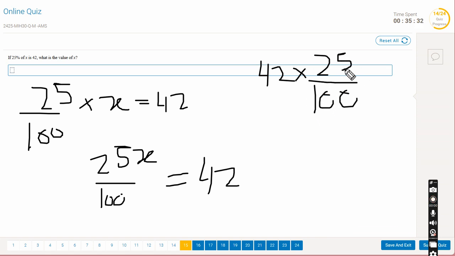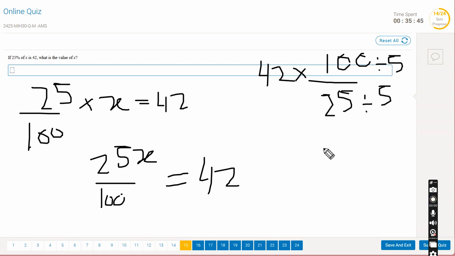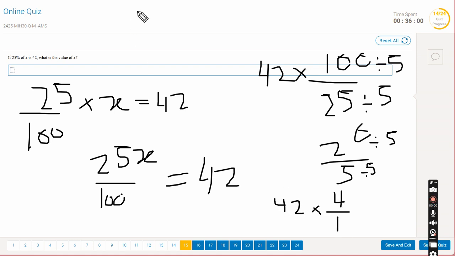So what happens here, you can simplify this. Sorry, I forgot to flip it. So 100 over 25. You can divide here by 5, you can divide above by 5. You get 20 above and 5 at the bottom. Again, you can simplify this again. So divide by 5 and divide by 5, so that will be 4. So 4 over 1 times 42. So 42 times 4. 4 times 2, 8. 4 times 4, 16. So 168 is the answer here.